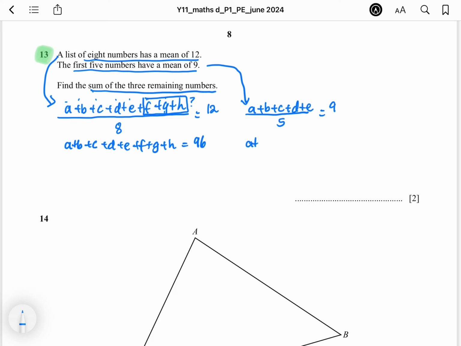And if you do the same thing with the 5 numbers here, you get the sum of the 5 numbers is equal to 45. That means a plus b plus c plus d plus e is equal to 45. That in turn will tell you that f plus g plus h, which is the remaining 3 numbers, is 96 minus 45, which is 51.